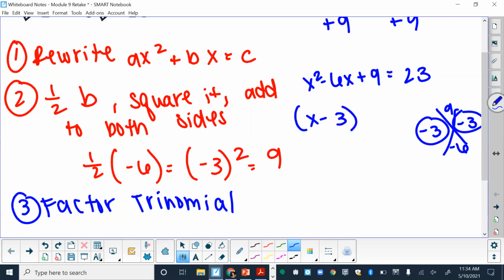This is how you write it, because they're the same. This is how you'll be able to solve for x, which is the next step.